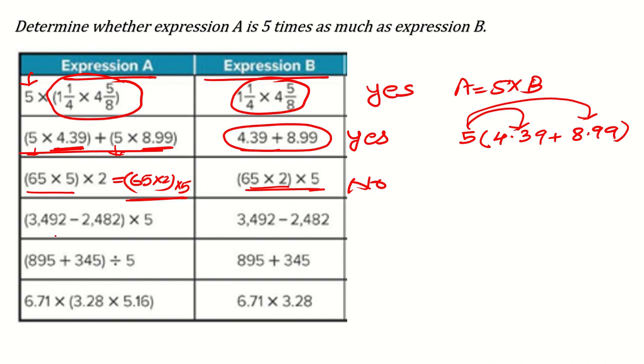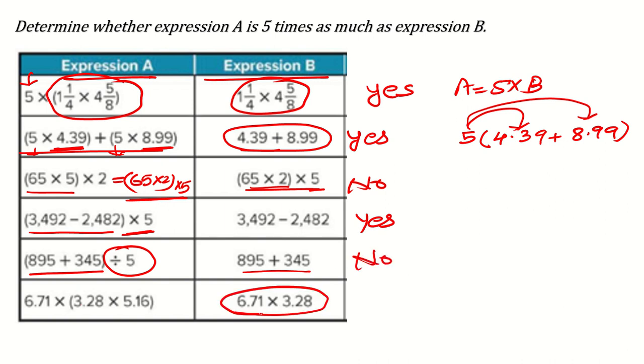Now here, 3492 minus 2482, this is the same, and extra multiplied by 5. So this is also yes. Now 895 plus 345, here it is the same, but here it is extra divided by 5. It is not times. So it is no. Next can be 6.71 multiplied by 3.28, and here also 6.71 multiplied by this, multiplied by this extra, but it is not 5 times. So this is also no. Okay. Like this you can think about the questions.